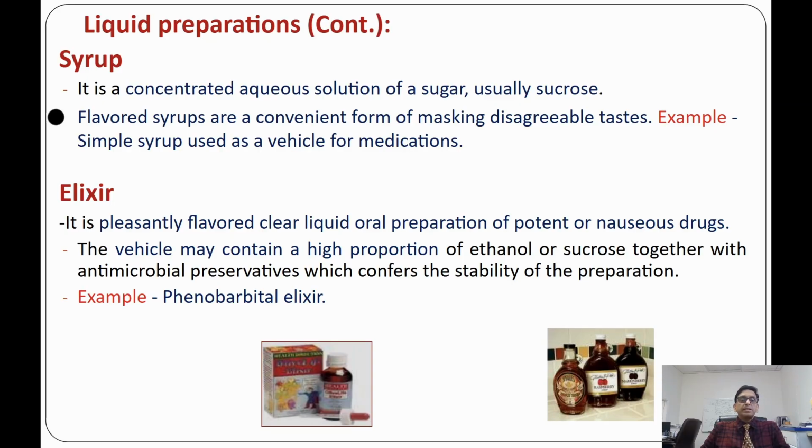Elixirs are also considered to be liquid preparations. They are pleasantly flavored, clear, liquid oral preparations of potent or nauseous drugs. The vehicle may contain a high proportion of ethanol or sucrose, together with antimicrobial preservatives, which confer stability on the preparation. Example is phenobarbital elixir.